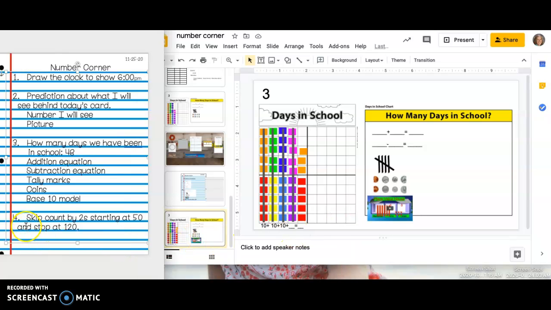All right, next to number 4, you are going to skip count by 2s. Last time we stopped at 50, so today we're going to start at 50 and stop at 120. So starting at 50, skip count by 2s up to 120.